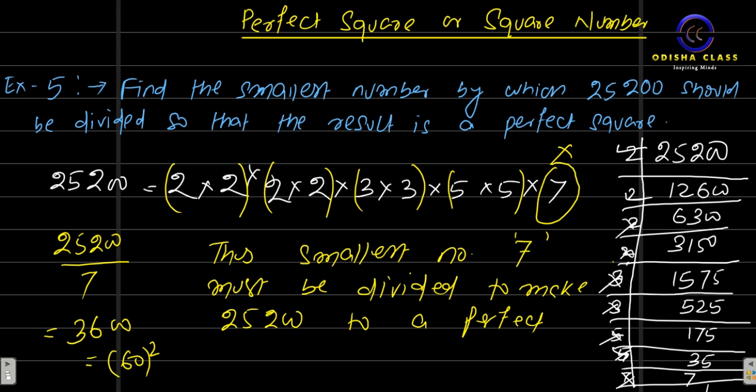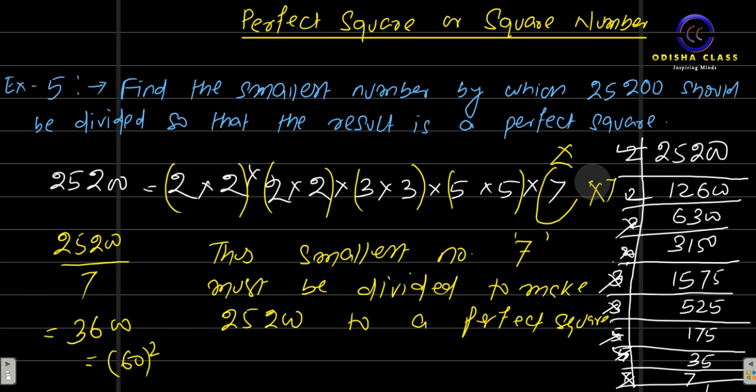Similarly, you may ask me, sir, can you multiply by 7 to make it a perfect square? Yes, you can. If you multiply by 7, it becomes a pair. So that it becomes 2 into 2 into 3 into 5 into 7, whatever the number will be. I don't want to confuse you about whether 7 will be multiplied or 7 will be divided.